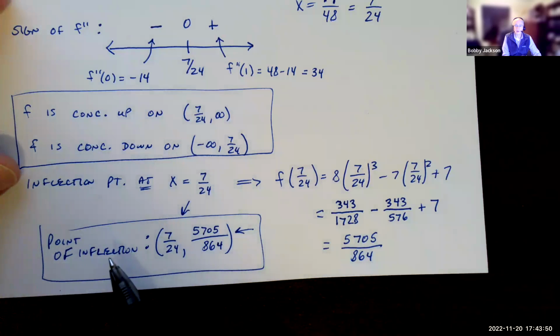And so the point of inflection is the x coordinate, the y coordinate. That's what they're looking for. That's the location on the actual graph.